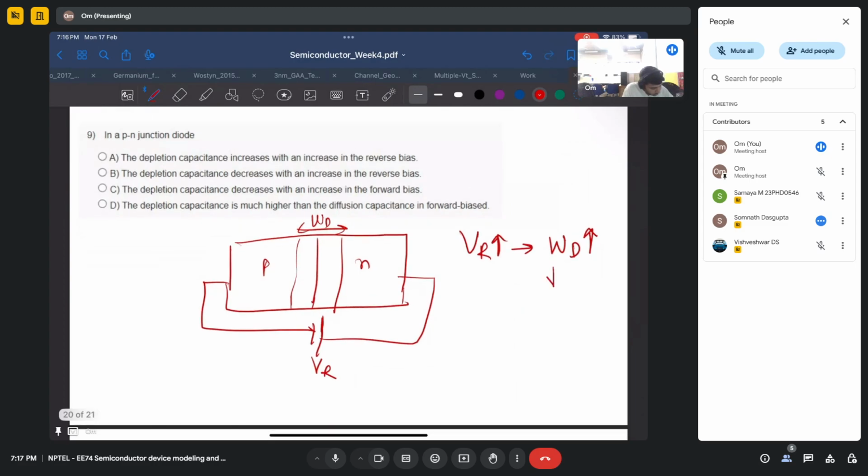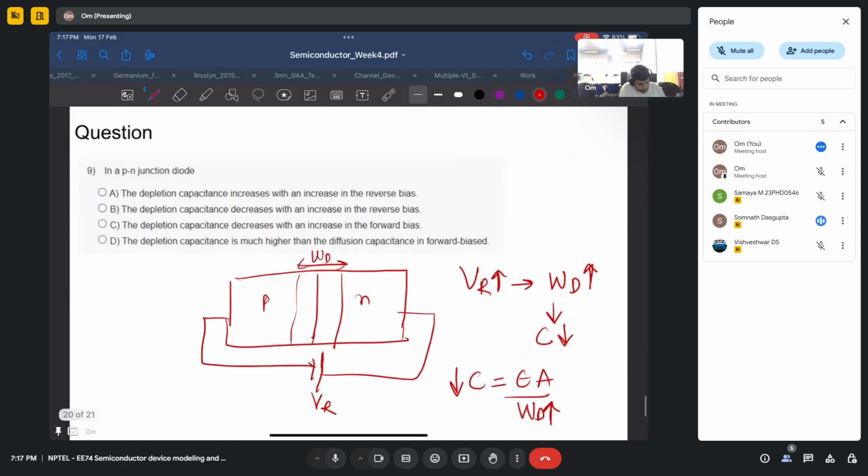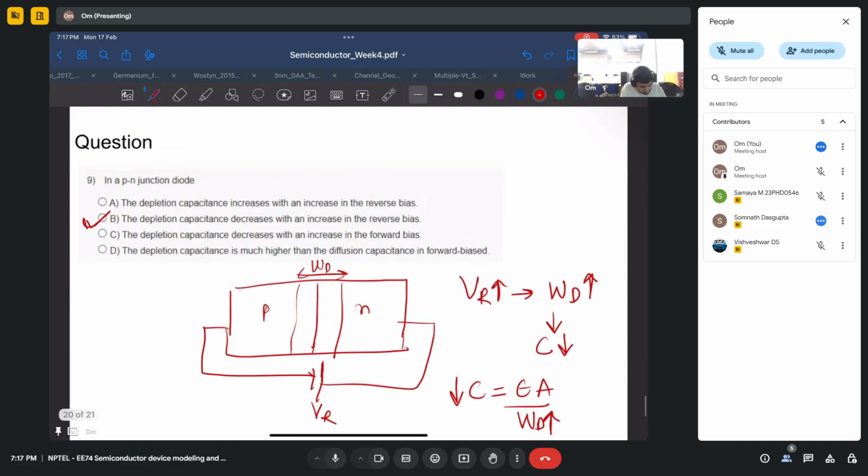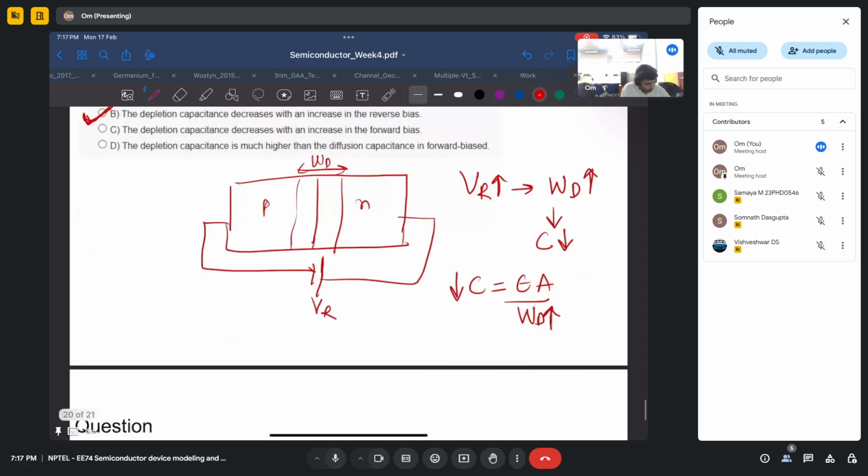So what would happen to the capacitance? It will decrease. Capacitance is epsilon A by WD, so if WD is increasing, the capacitance will decrease. So option B is correct. Okay, so one more question I have.